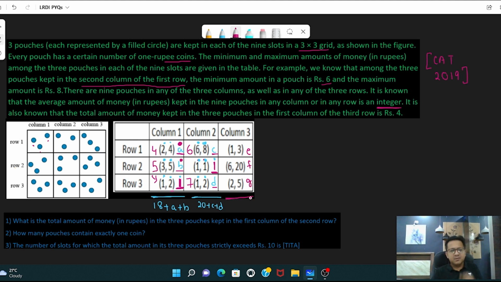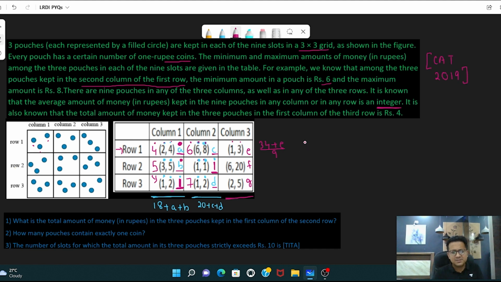Remember, the average across any column or even across any row is an integer. So let's add up horizontally. First one, 4 plus 2 plus 4 is 10, right? 10 plus 6, 16. 16 plus 6, 22. 22 plus 8, 30. Plus 1, 31. Plus 3, 34. So can I say this will become 34 plus E, divided by 9? The numerator has to be a multiple of 9.